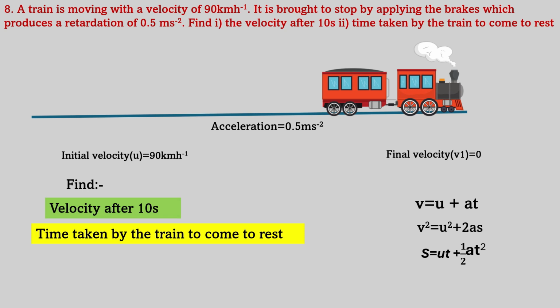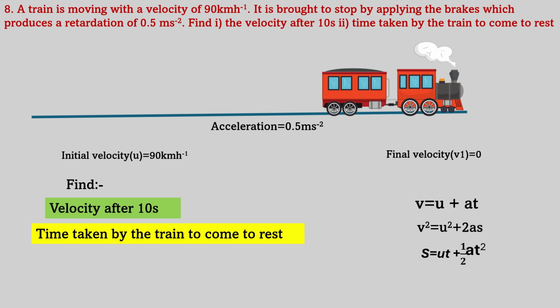So the possible equations that are given over here are v equal to u plus at, v square equal to u square plus twice as, and s equal to ut plus half at square. Now which equation is suitable for us?